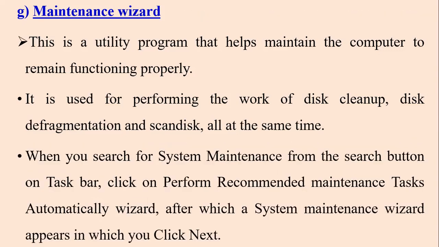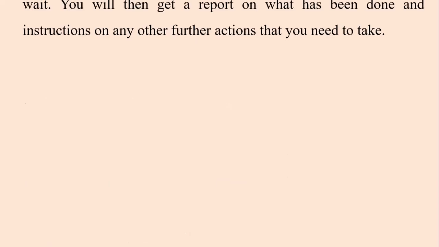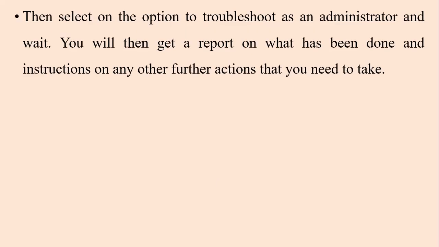When you search for system maintenance from the search button on Taskbar, click on Perform Recommended Maintenance Tasks Automatically Wizard, after which a system maintenance wizard appears, in which you click on Next. Then select the option to troubleshoot as an administrator and wait. You will then get a report on what has been done and instructions on any further actions that you may need to take.